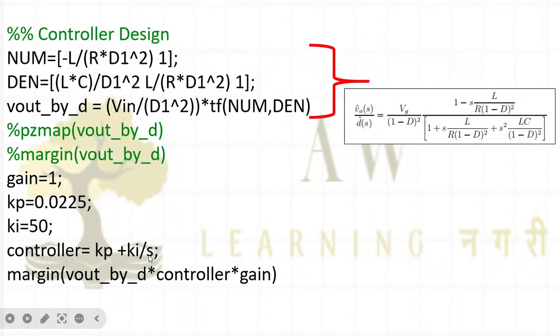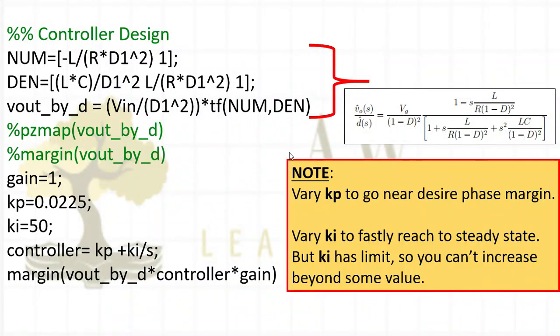Once this script is ready, initially I will look at whether I have zeros available or not. I told you that when a buck converter is there only poles are there, but when it is a boost converter zeros are introduced. So let's run this pz map and see whether I get a zero or not. Note the same: vary the Kp to go near the desired phase margin and vary the Ki to reach the steady state fast, but Ki has some limit, so you can't increase it beyond some value.